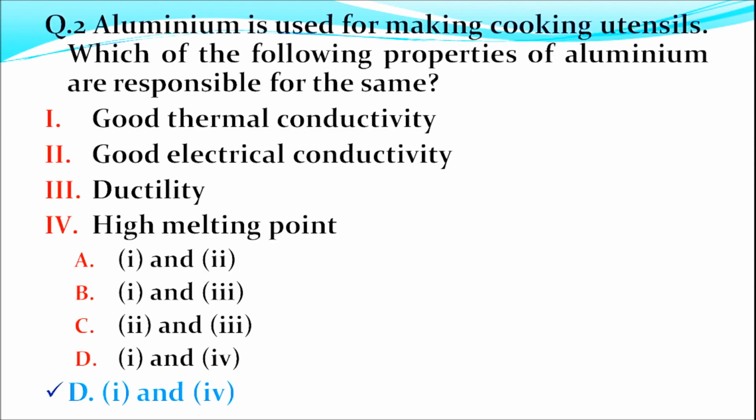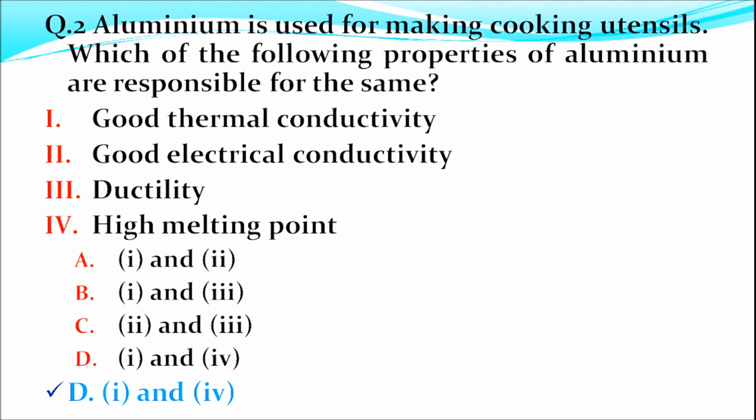Next question. Aluminium is used for making cooking utensils. Which of the following properties of aluminium are responsible for the same? Option 1 good thermal conductivity, option 2 good electrical conductivity, option 3 ductility, option 4 high melting point.